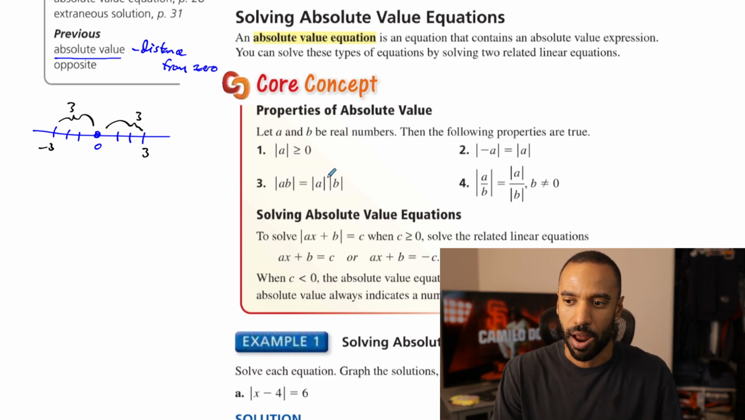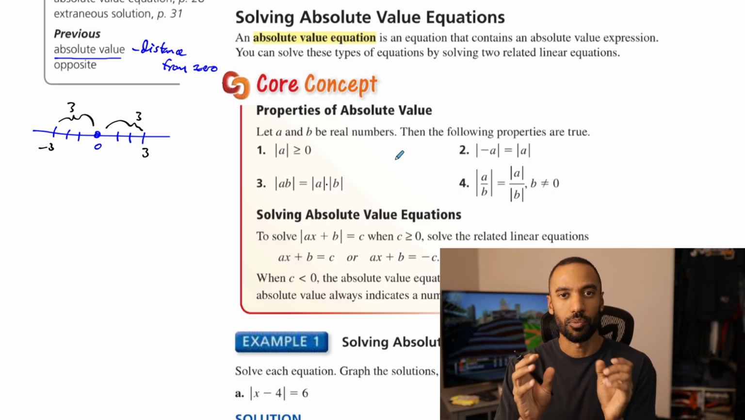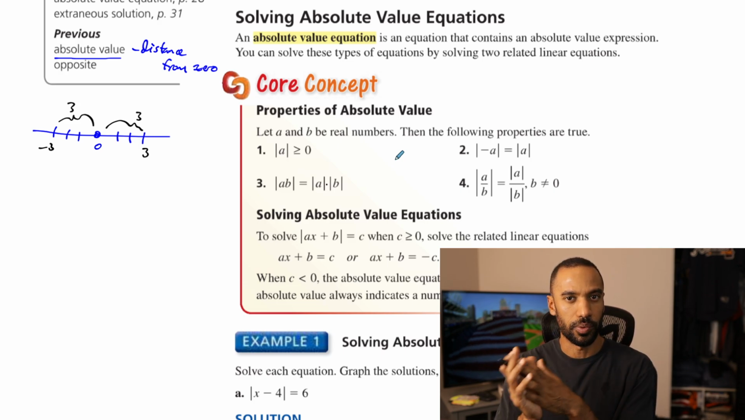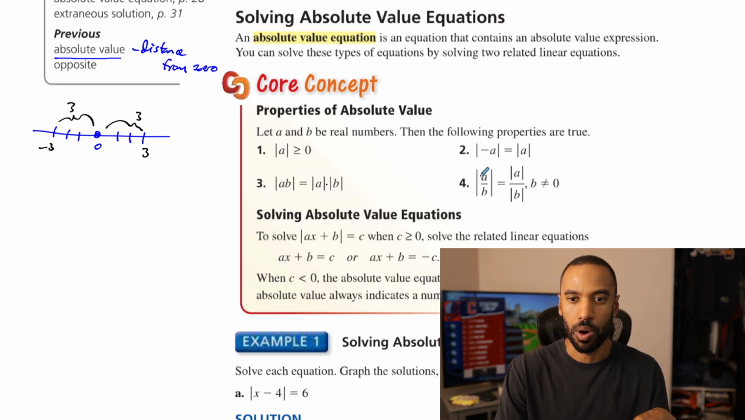The absolute value of a product is equal to the product of the two absolute values. If you have a need to split one absolute value into two for any particular reason, we can do so. We'll talk about that when it comes up. And same with a quotient as well. We can split it up into two things here, provided you're never dividing by 0, which we're not tricking ourselves into. It's just not going to happen.